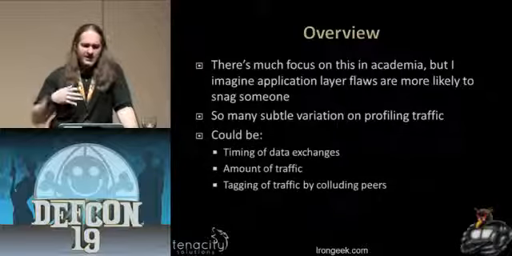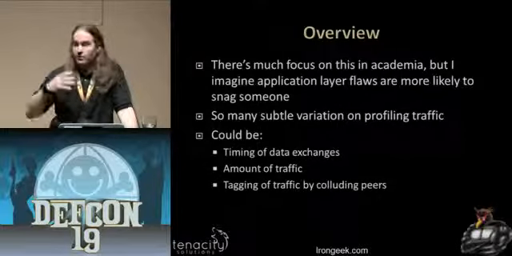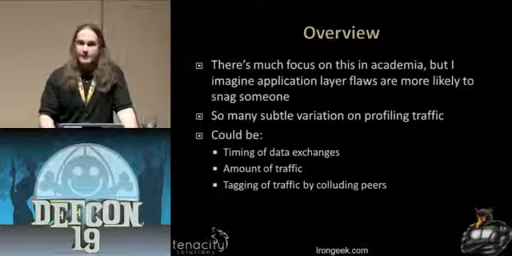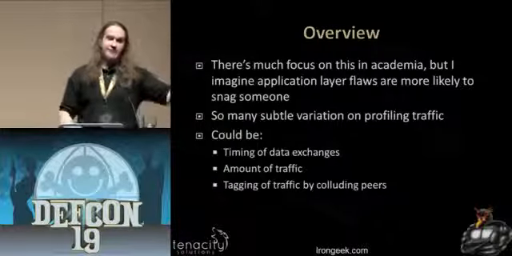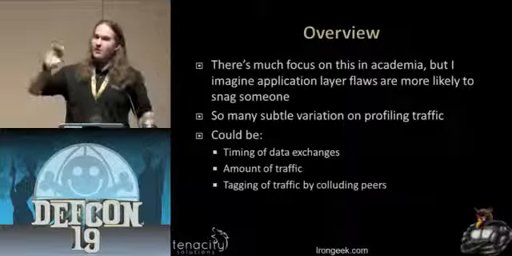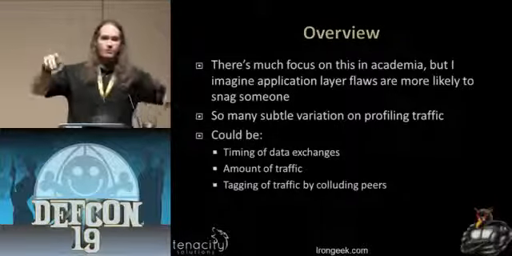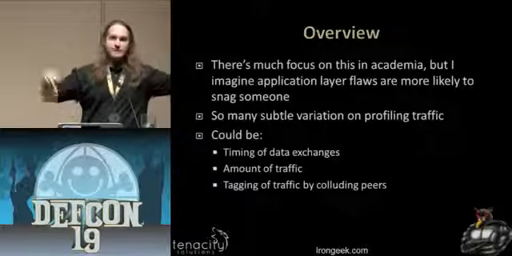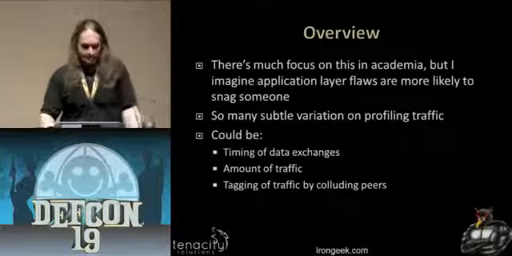It could be things like timing of data exchanges, the total amount of data someone sends in the network, or tagging of the traffic by colluding peers. So, hey, I'm the first hop, I mess with the data, I pass it along, later on I see it again and go, oh, so I know you were the person that contacted me on this node back here, so I can make a connection there.